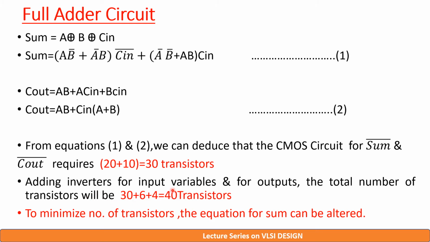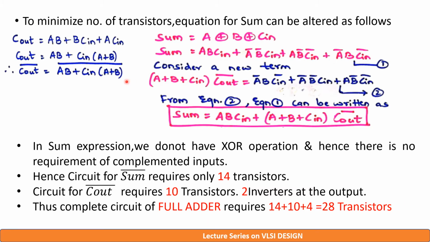So we need inverters for input variable to generate A bar, B bar and C bar. So 3 inverters will give you 6 transistors. We need 2 inverters at the output. So 4 transistors, totally 40 transistors. So to minimize the number of transistors, the equation for sum can be altered as follows. Sum is A XOR B XOR C in, which can be written as A B C in plus A bar B bar C in plus A B bar C in bar plus A bar B C in bar.